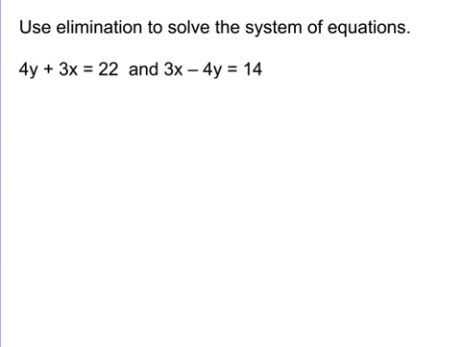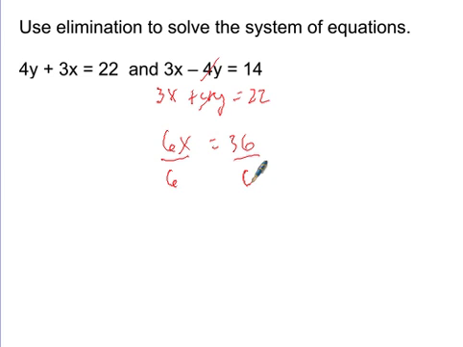All right. Sometimes we'll have to rearrange the order of the equation in order for things to line up the way we want them to. So in this case, 4y plus 3x, I can change the order of addition. So 3x plus 4y equals 22. And add these together. So 3x plus 3x is 6x. These cancel, and it equals 36. So x is 6.